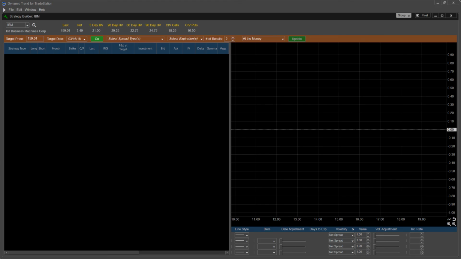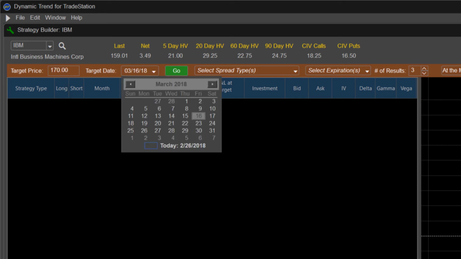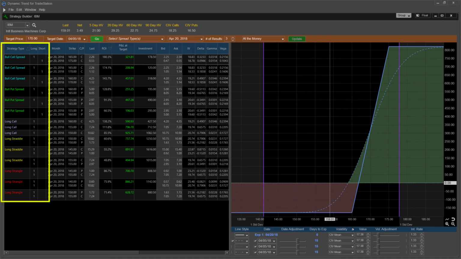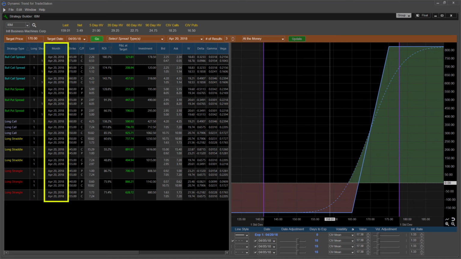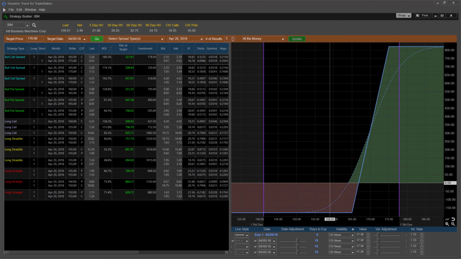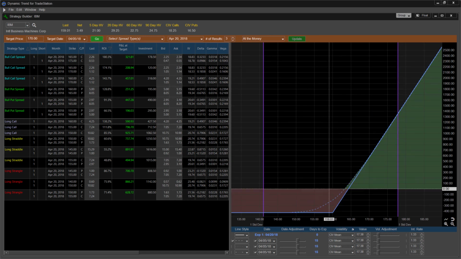Assume you expect IBM to rally to 170 by April 5th. Enter these parameters manually or send them directly from the chart. Based on your projections, the software will determine ideal strategies with ideal expirations. Various strategies with potential profit and loss at target, risk, and Greek values are given. Analyze the various strategies and click to trade.